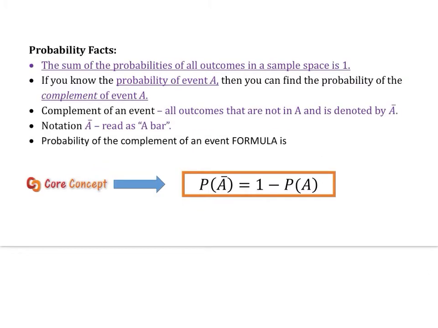All right, some quick facts. The sum of the probabilities of all outcomes in a sample space is 1. If you know the probability of an event, then you can find the probability of the complement of the event. Complement of the event is all outcomes that are not in event A and is denoted by the capital A with the bar above it. This notation reads as A bar. The formula for the probability of the complement, which is this notation, equals 1, which is 100%, minus the probability that event A occurs.